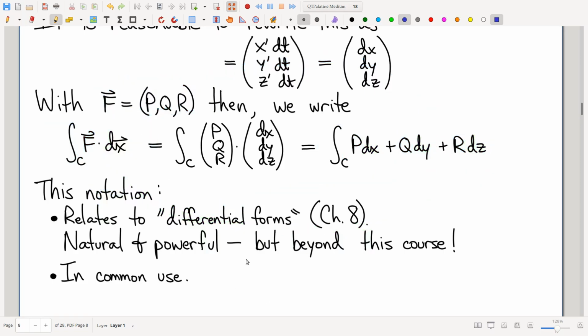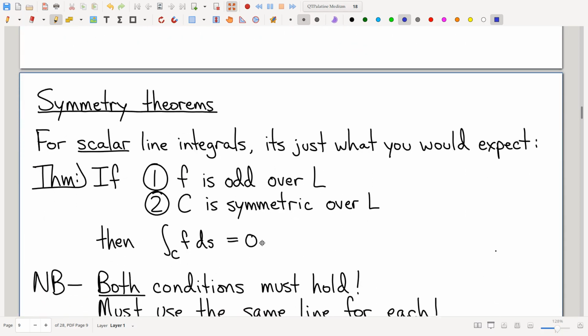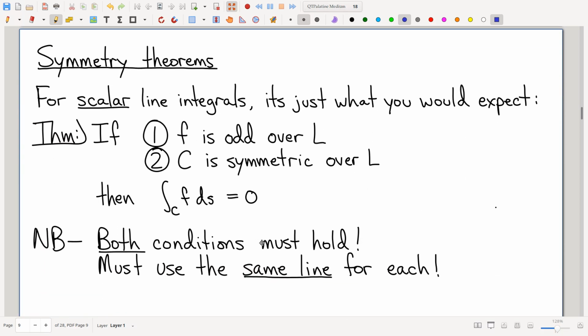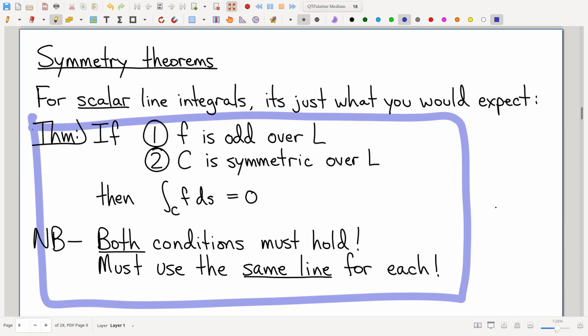Okay, let's see here. Probably the last thing we'll do today. I'm going to start off with a bit of good news. We have another symmetry theorem. Reminder, symmetry theorems are awesome. They are computationally super convenient and save you loads of time. We've seen the single variable odd symmetry theorem, the double integral odd symmetry theorem, the triple integral odd symmetry theorem, and now we have the scalar line integral odd symmetry theorem.